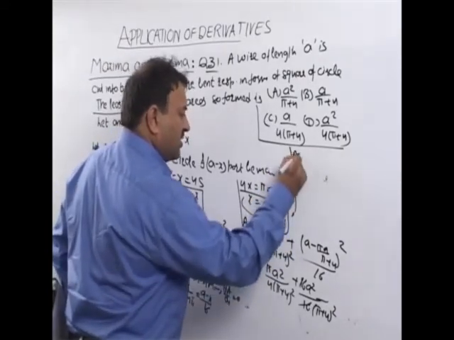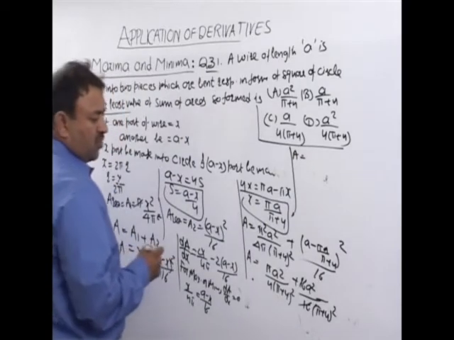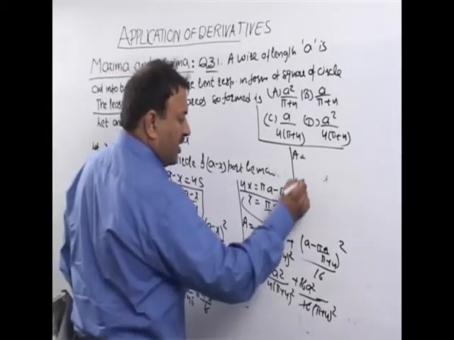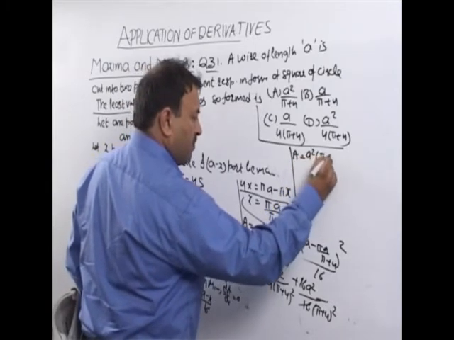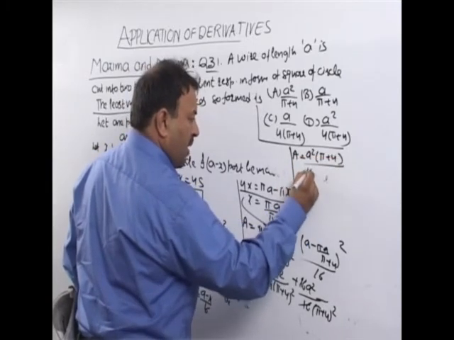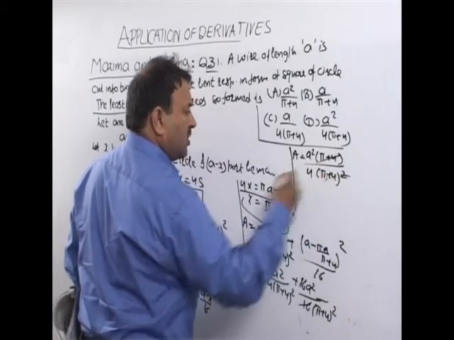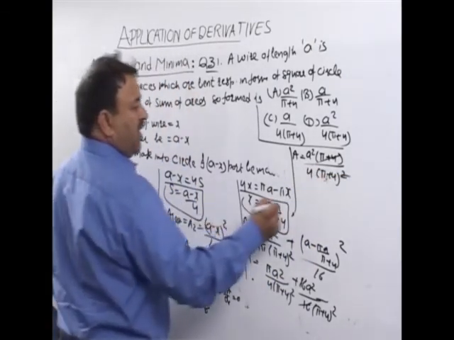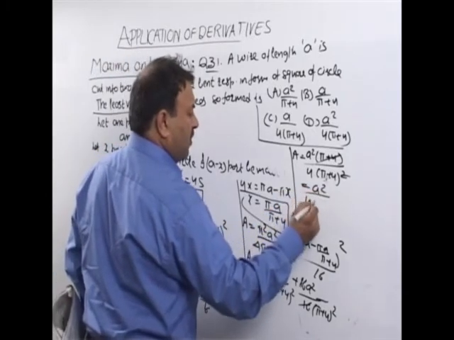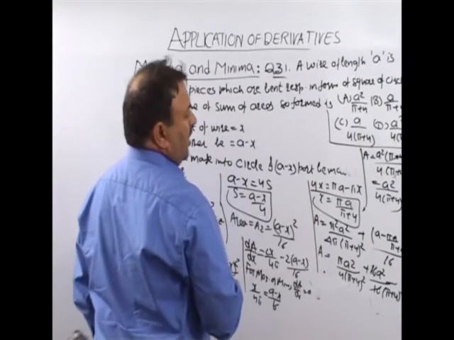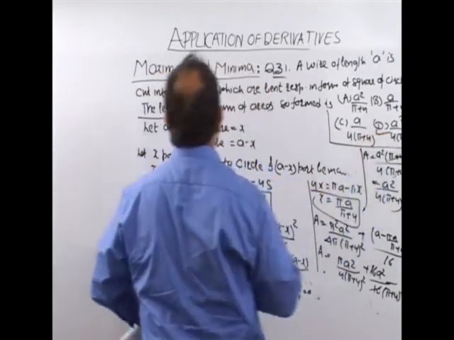Now area is equal to, this comes out to be 16. 16 cancels out. It comes out to be a square pi plus 4 upon 4 into pi plus 4 the whole square. This will be cancelled out, and area is equal to a square upon 4 into pi plus 4. Now the right answer is D part.